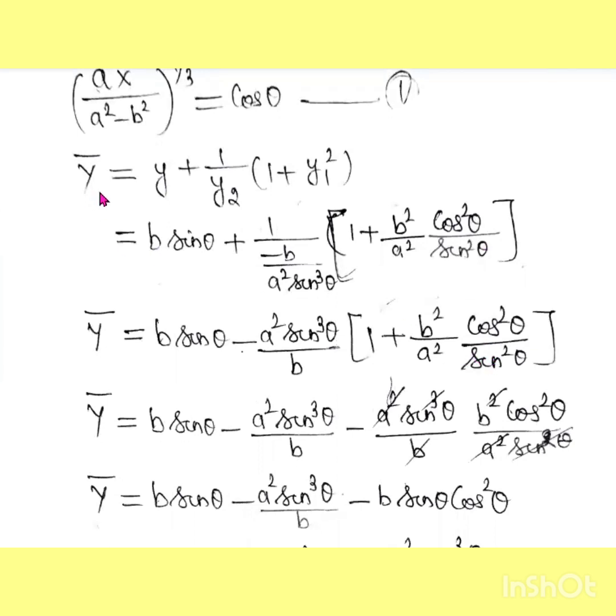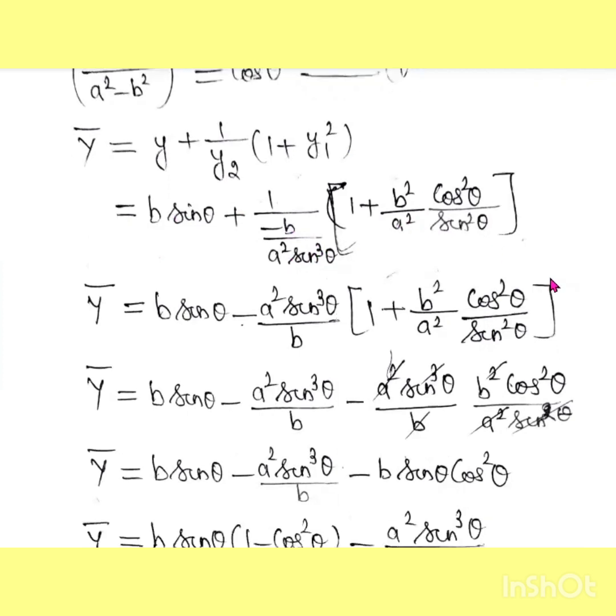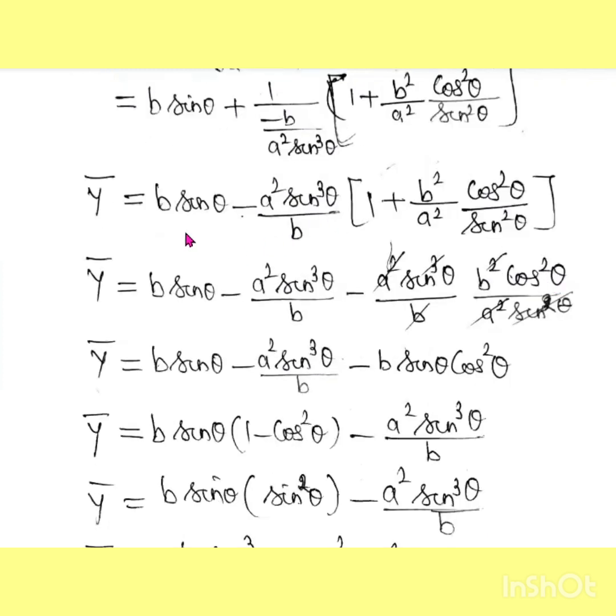Y bar is equal to y plus 1 by y2 into (1 plus y1 square), which is equal to b sin theta plus 1 divided by minus b divided by a square sin cube theta, into (1 plus b square by a square cos square theta divided by sin square theta). So y bar is equal to b sin theta minus a square sin cube theta divided by b into (1 plus b square by a square cos square theta by sin square theta). So each time you have to multiply.